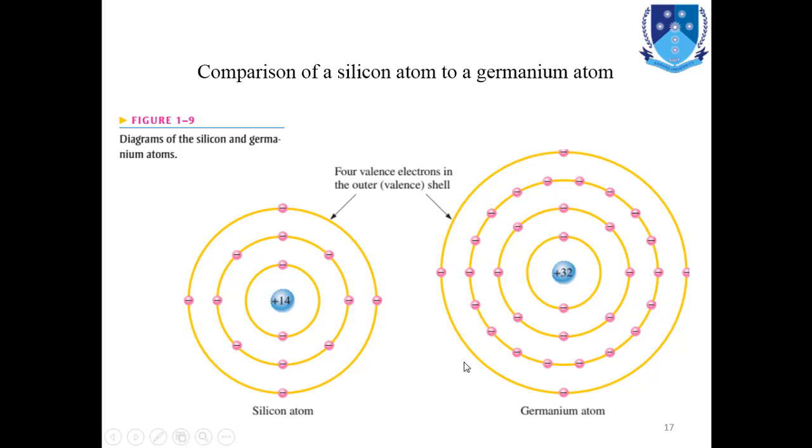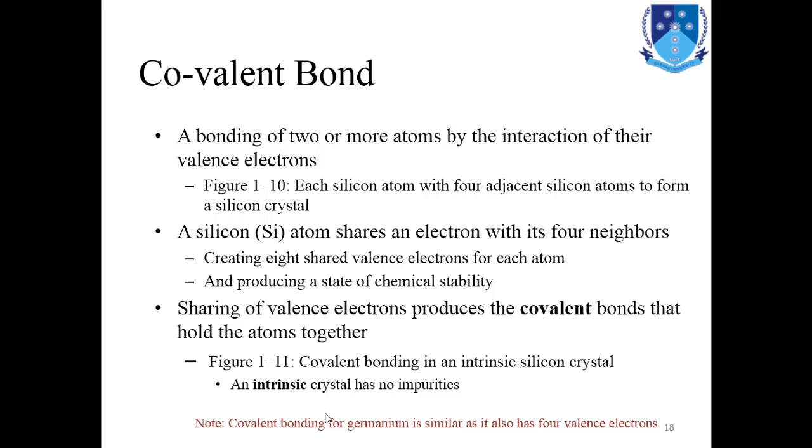Remember that the germanium atom will lose its valence electron more easily than the silicon atom. However, silicon is more widely used as a semiconductor material as compared to germanium, because the silicon atom is more stable at high temperatures as compared to the germanium atom.